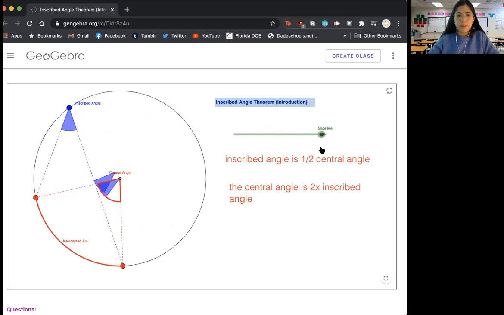it is still going to be, ooh, it just did a flip. It's still going to be half the size of the central angle. That's fun. I want to do that again. Whee!